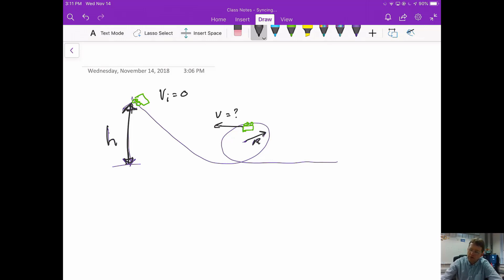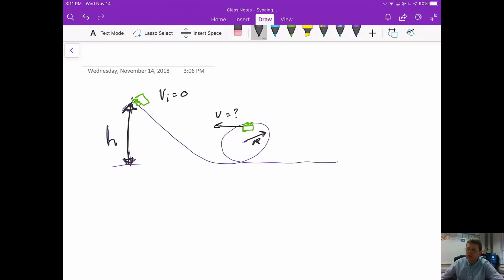We're asking, if the roller coaster starts from rest at the top of a hill of height h, how fast is the roller coaster going when it gets to the upside down part at the top of the loop? So we're going to do this from the point of view of the work energy theorem or from energy conservation. We can do it either way, and it doesn't matter. They both work. So let's start from the work energy theorem.